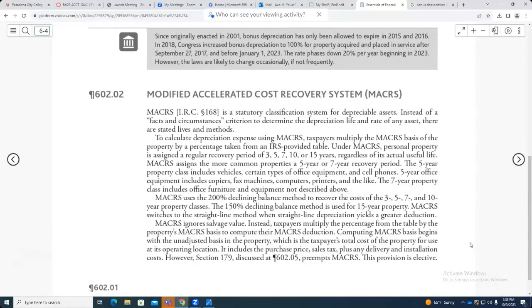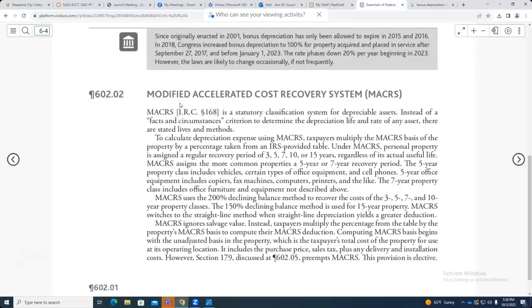Here we go. MACRS. So what was MACRS? Remember that word: Modified Accelerated Cost Recovery System. And it says accelerated. That means you're going to use fast depreciation, not straight line depreciation, right? Make sense? What is straight line depreciation?